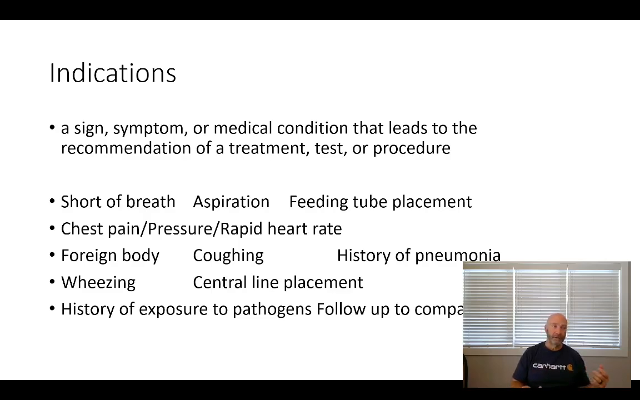They might order a KUB, which is an abdomen X-ray. It stands for kidneys, ureters, and bladder, to see where the feeding tube is. And in that case, we're not really going to shoot a chest X-ray. We're not really going to shoot an abdomen. We're going to shoot somewhere in between. But they may enter it as a chest X-ray, and as a chest X-ray, what they might ask for is feeding tube placement. Central line placement is something completely different.